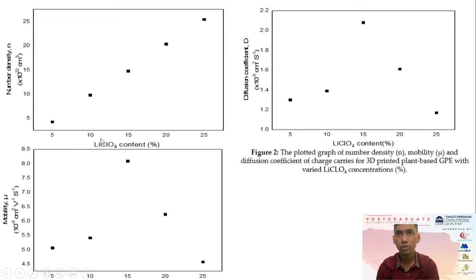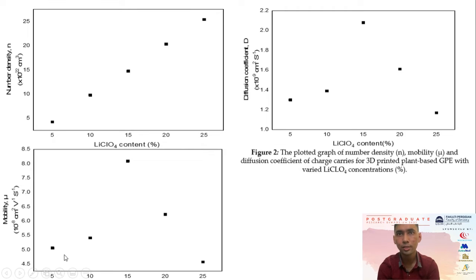Furthermore, ionic conductivity was found to be related to the number density of charge carriers, charge carrier mobility, and charge carrier diffusion coefficient. As shown in figure 2, the increment of ionic conductivity also increases the number density, mobility, and diffusion coefficient of charge carriers, from 4.22 × 10^22 to 25.40 × 10^22.